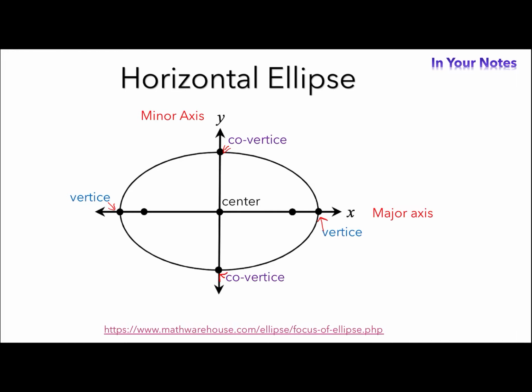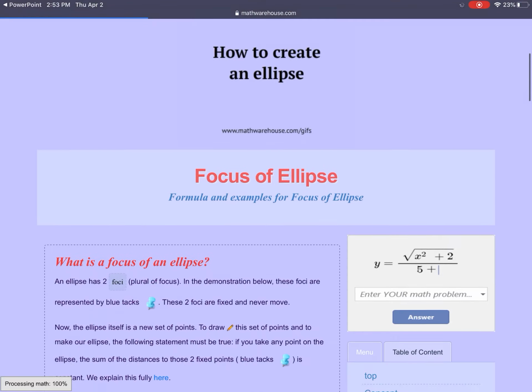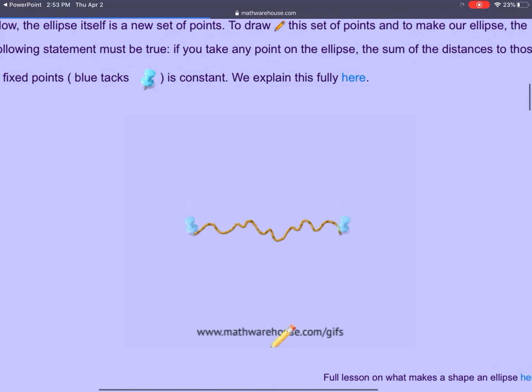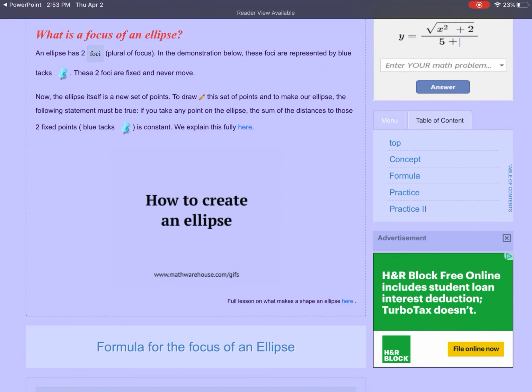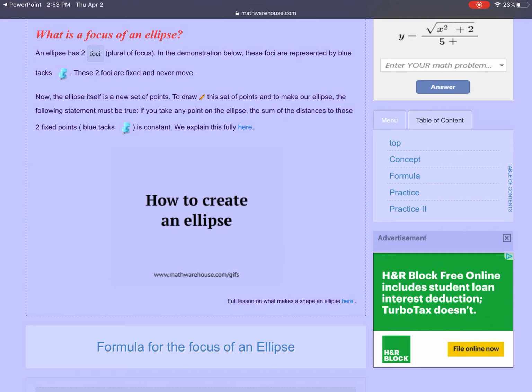Next after that, you have your focus. I have this really cool video to explain where this focus even came from. To create a focus, you'll need 2 points like tacks. You're going to pull something tight. Normally if you were creating a circle, you would only need 1 tack, and you would move around that tack and create a circle. Well, for an ellipse, you need 2 tacks, okay? And those tacks right there, those are your foci. Foci is plural for focus.